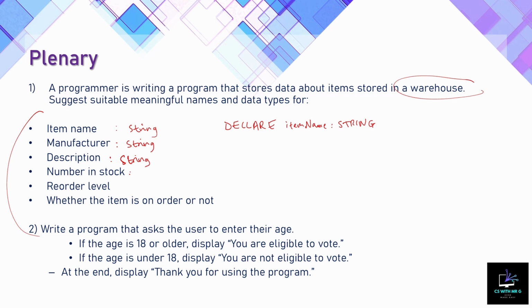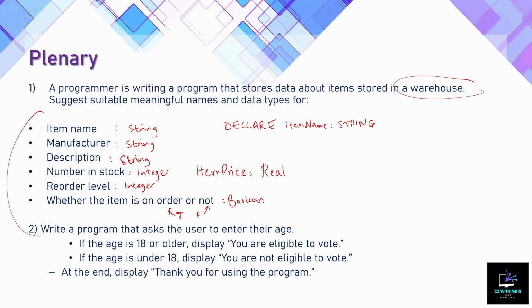Number in stock, well, this is going to be some kind of number. Would it be an integer or would it be a real number? Well, number in stock would be a whole number, so it would be an integer. The reorder level also indicates a number, and this refers to the number of items in stock when it needs to be reordered. So again, this will be an integer. And whether the item is on order or not, this indicates true or false. And you should be able to recognize this as a Boolean, something else we discussed in the previous lesson. If we had the price of the item stored, which we haven't, but we should be able to recognize that the price will be a real, as it would contain a decimal number.